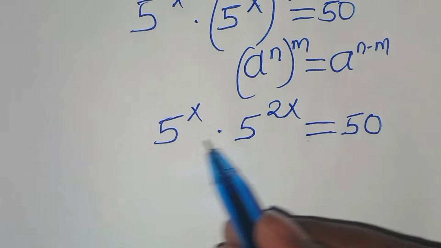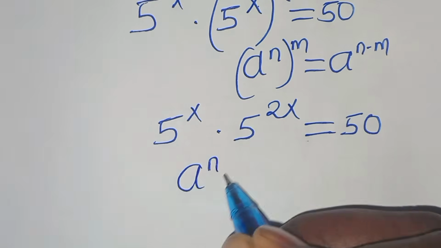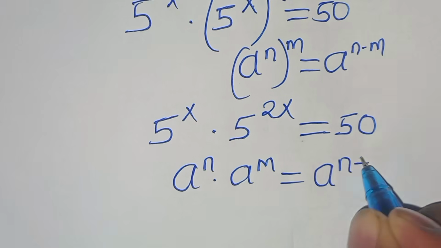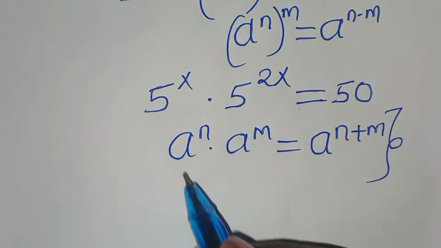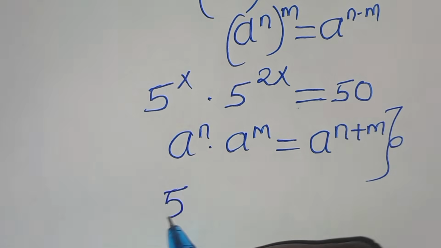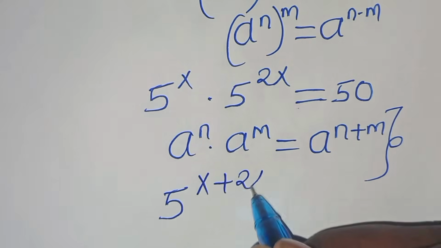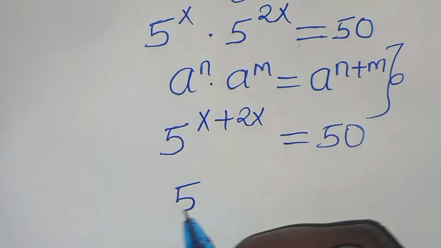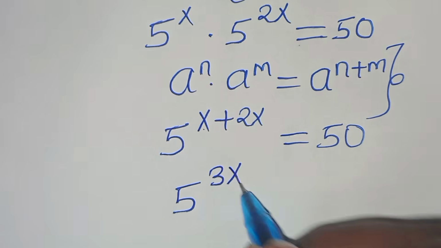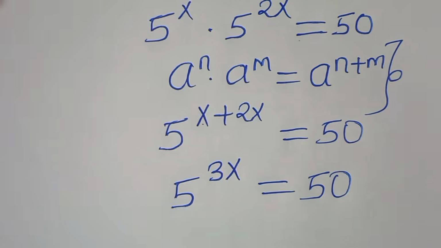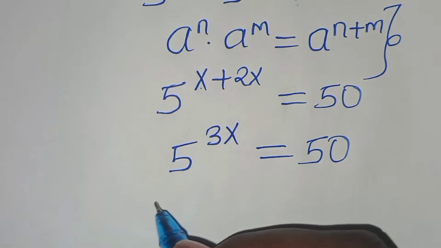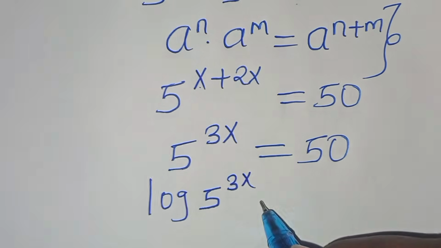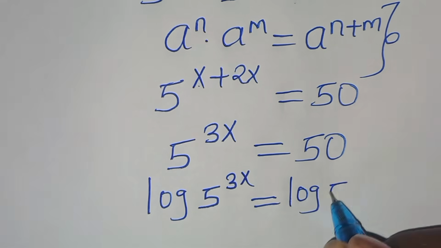Now, this equation here is of the form a to the power of n times a to the power of m, which can be expressed as a to the power of n plus m. Applying this exponent property, we have 5 to the power of x plus 2x. This is equal to 50. So this is 5 to the power of x plus 2x, which is 3x. This is equal to 50. To solve for the value of x here, we introduce logarithm on both sides. We have log 5 to the power of 3x. This is equal to log 50.